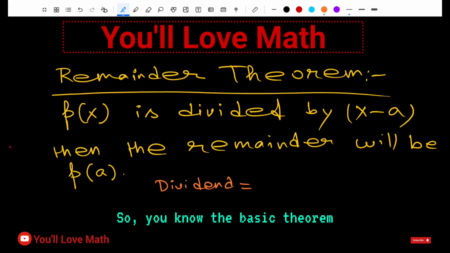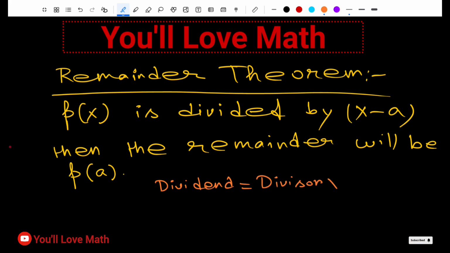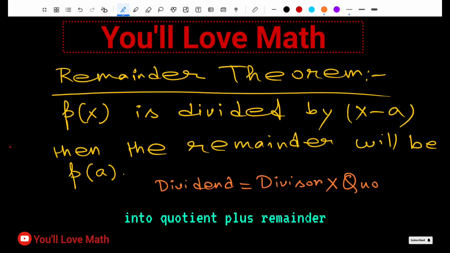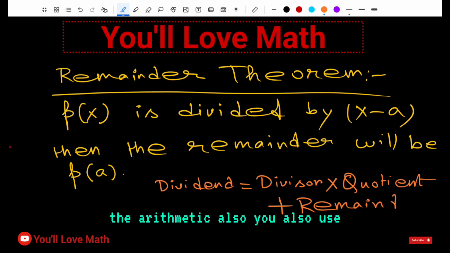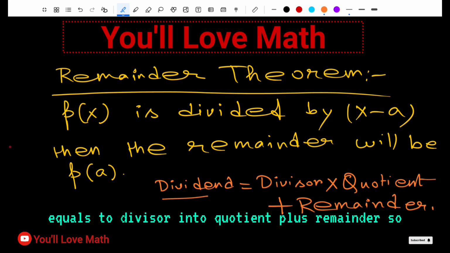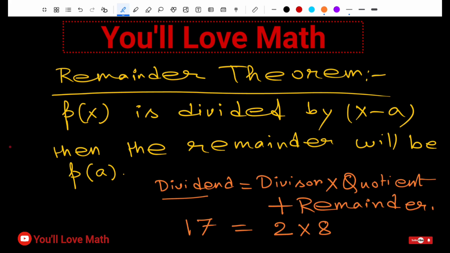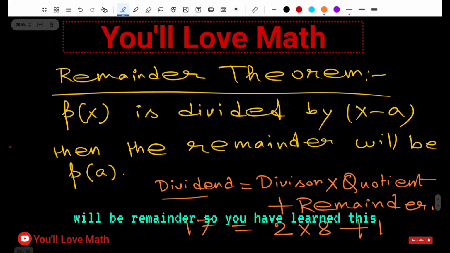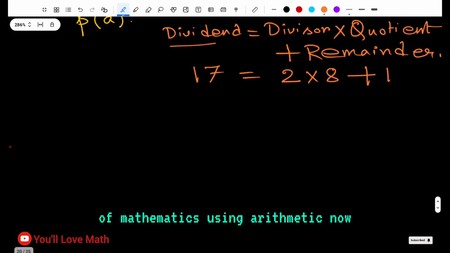You know the basic formula: dividend equals divisor into quotient plus remainder. You also use that formula in arithmetic in the lower classes. So if you divide 17 by 2, 8 will be the quotient and 1 will be the remainder. You have learned this in the very basic classes of mathematics using arithmetic.